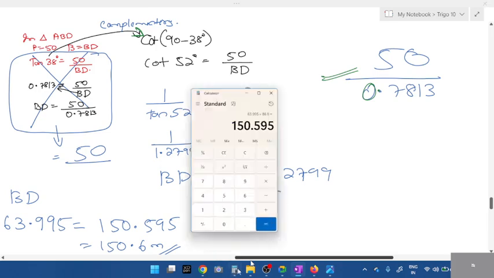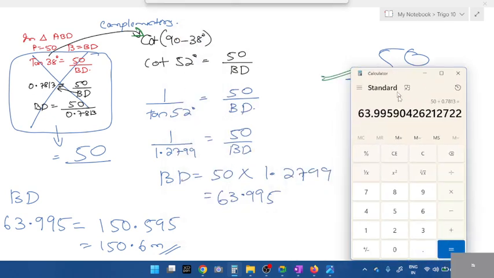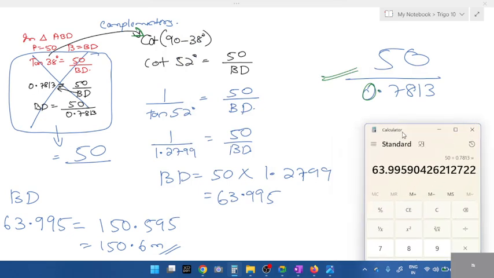Try division. In the exam, they don't give you a calculator. Don't use a calculator. Look here, 7813. Okay, we'll get the same answer. Are we getting the same answer, Ruth? All of you look at the screen once, students. Are we getting the same answer? If you use tan 38 degrees, 63.99. Yeah, the answer is the same.